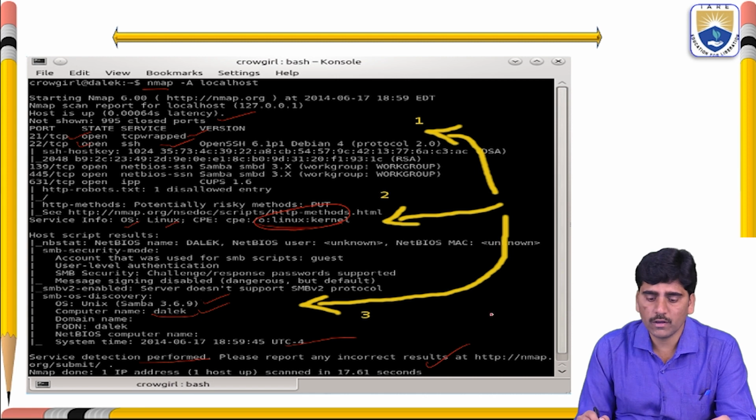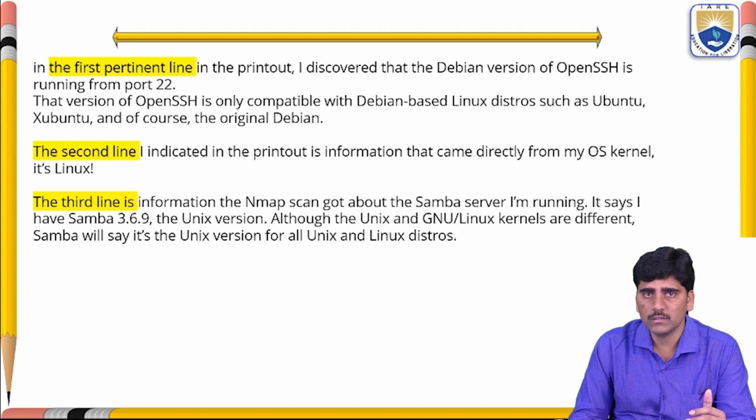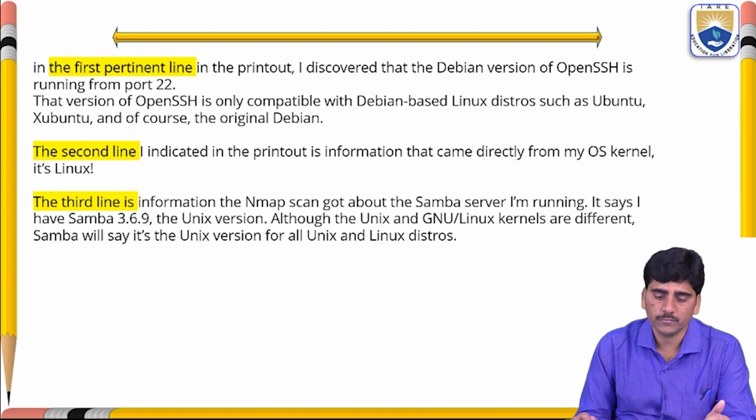So this is the way of doing the fingerprinting scanning technique. It displays the operating system profile: the type of operating system, type of kernel, type of server, and everything, with the help of this scanning technique.